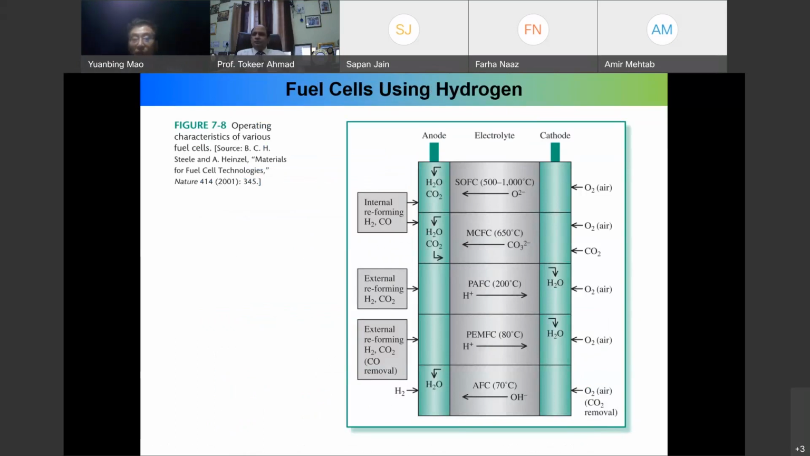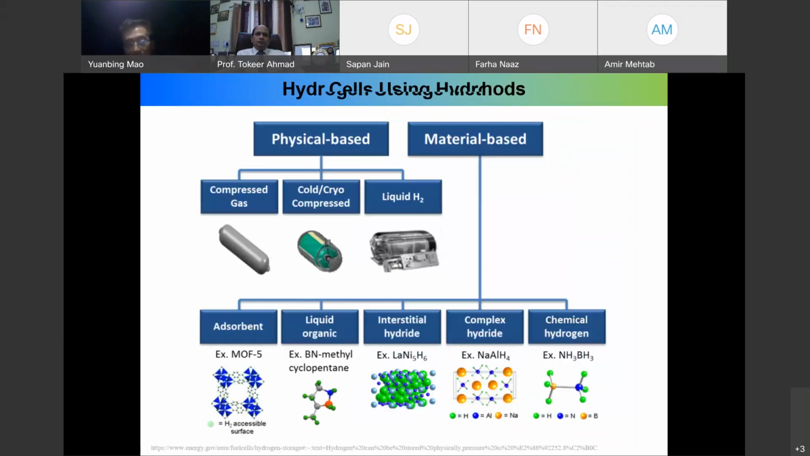And also, for us to use it in these fuel cells, we also need to store it first, right? And safely store it. That's very important. So there are different ways for hydrogen storage. In general, people categorize them as a physical-based method and a material-based method.